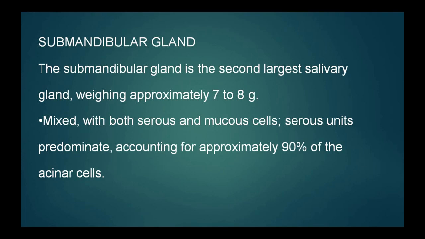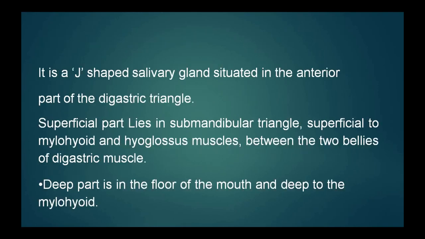It weighs approximately 7 to 8 grams, and it is a mixed gland with both serous and mucous cells. Serous units predominate in the submandibular gland, accounting for approximately 90% of the acinar cells. It is a J-shaped salivary gland situated in the anterior part of the digastric triangle. The superficial part lies in the submandibular triangle, superficial to the mylohyoid and hyoglossus muscles, between the two bellies of the digastric muscle. The deep part is in the floor of the mouth, deep to the mylohyoid muscle.